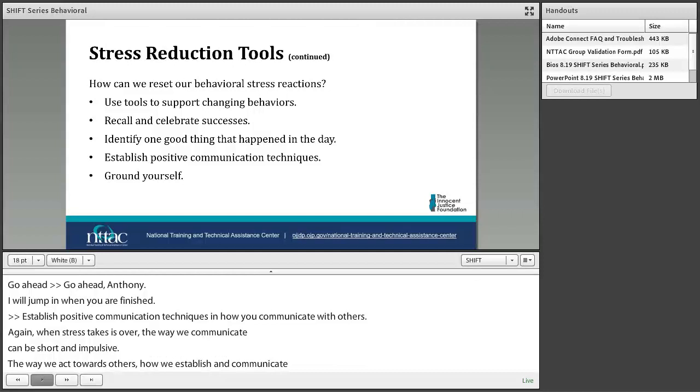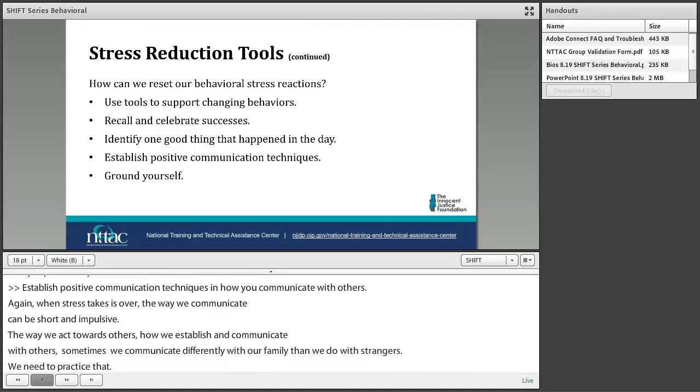And then, of course, grounding yourself. We'll cover a grounding exercise in a moment, but that's really important, to ground yourself.